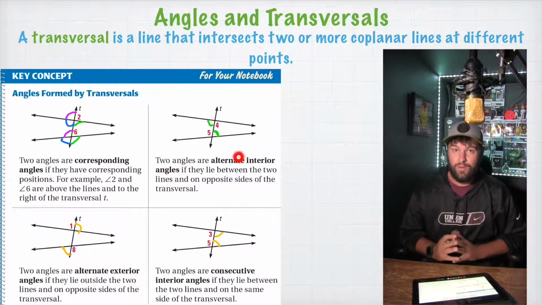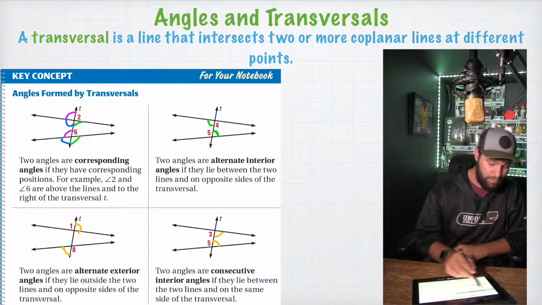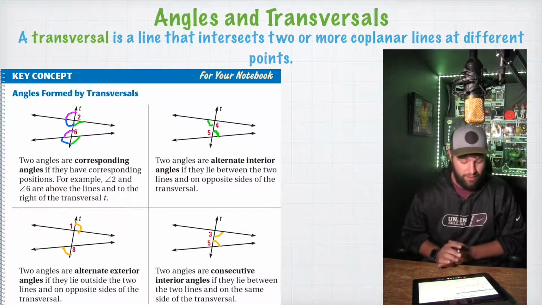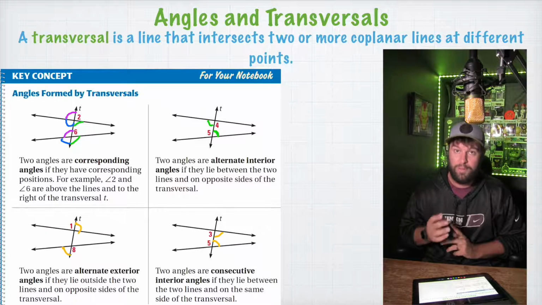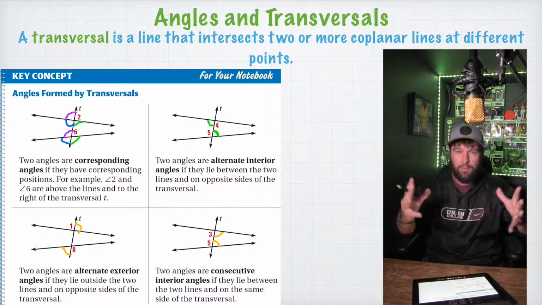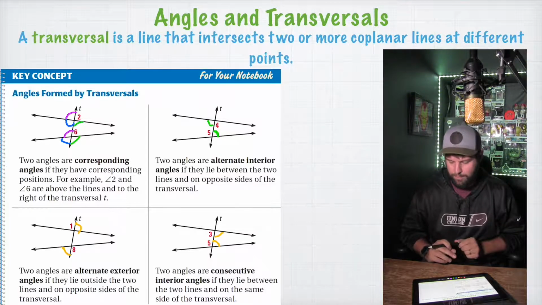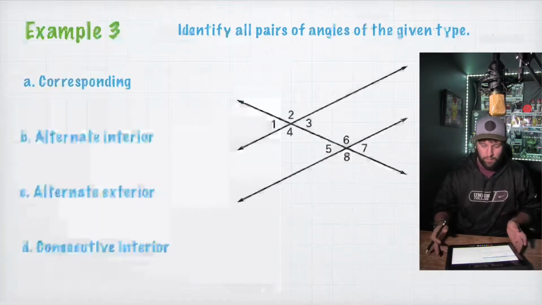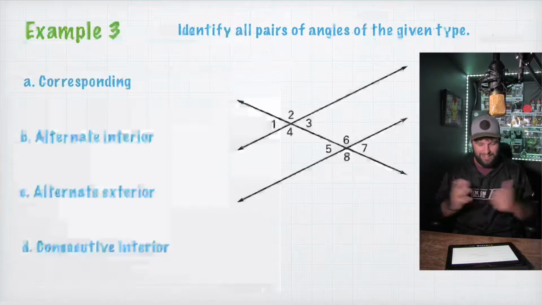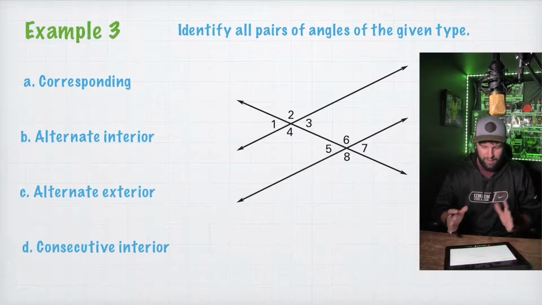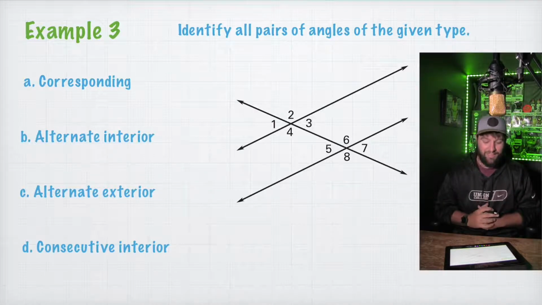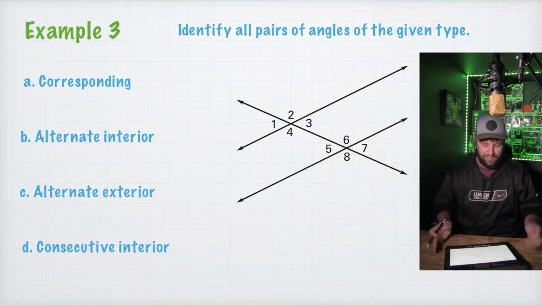Here's what's really important. If I were you, I'd go ahead and put this whole thing in your notebook, and write word for word what it is, and draw the pictures with it, because the pictures really help you remember what's going on. In our next example, they're going to ask us to label all of the pairs. I'll just read the question: identify all pairs of angles of the given type.